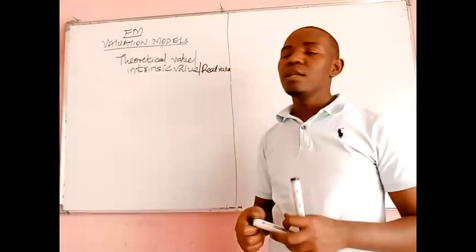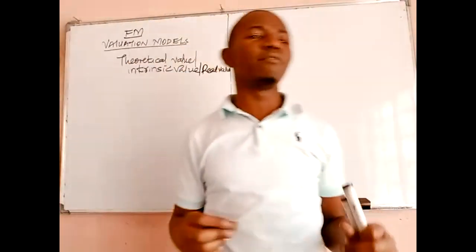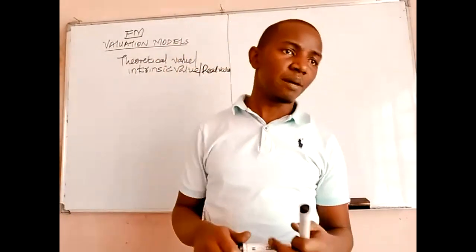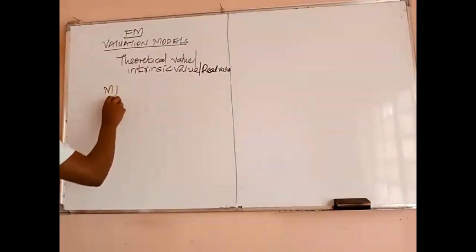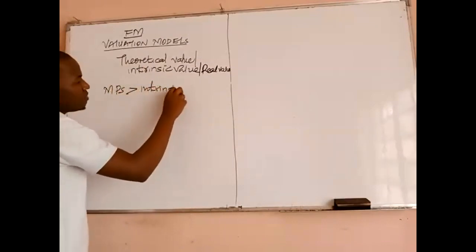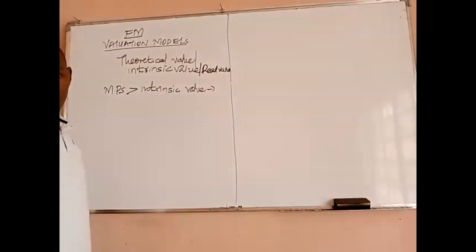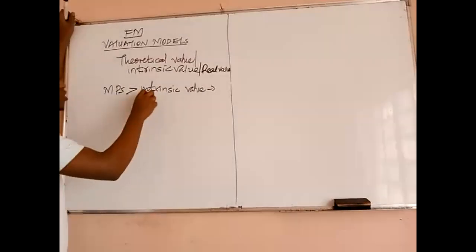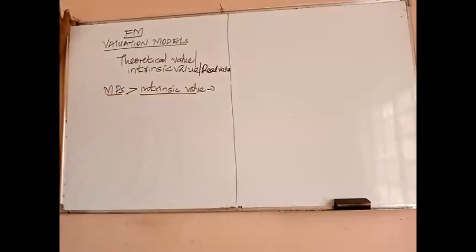Are we together? Now, I'm also saying that a security can either be overvalued or undervalued by the market forces of demand and supply. If the market price of that security is greater than the intrinsic value or the theoretical value, then the security will be said to be overvalued or overpriced. So this is the real value, and the price at which this security is selling is higher than the real value of that security.